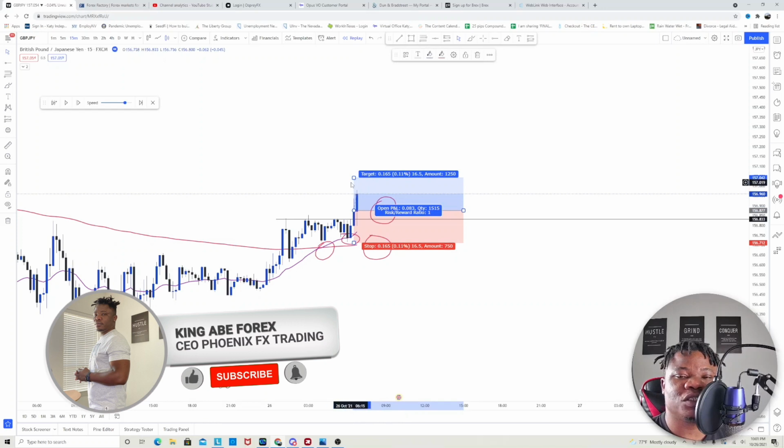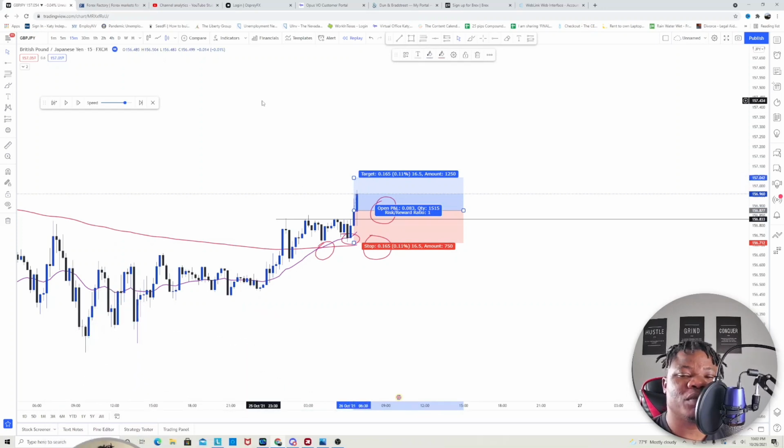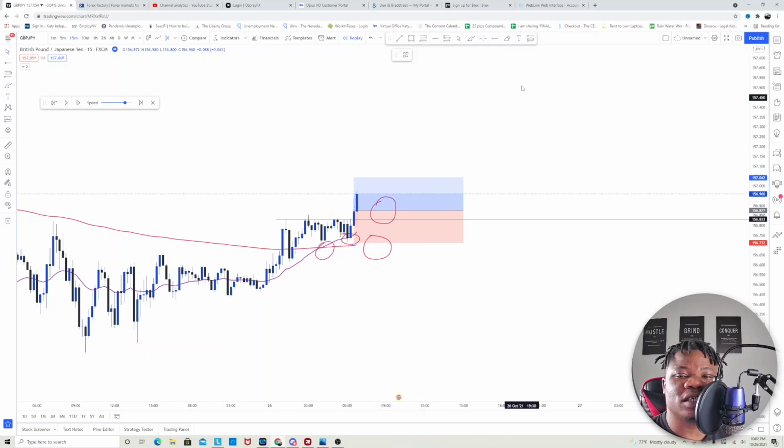And when you want to use this strategy, I recommend using GBP pairs, because our risk to reward ratio is going to be 2 times. That means if we're spending, let's say $10, we're trying to make $20.